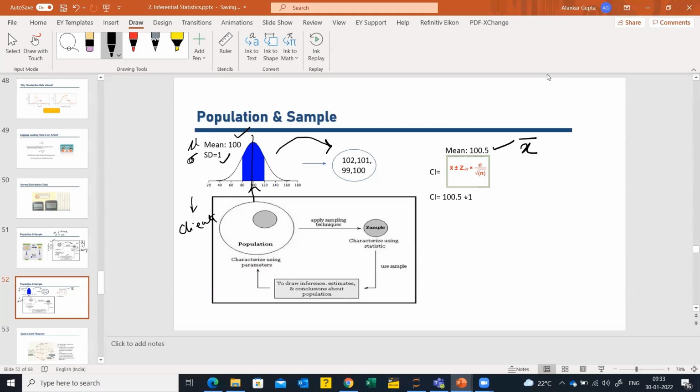But now one day I went to my factory and I pull out, say for example, 4 cloths, and the lengths of them are 101, 102, 101, 99, and 100, right? So if I want to find the mean of these samples, I can simply sum them up, 99 plus 100, and then divide it by 4. So this will basically be 100.5. Okay, so this is my X bar.